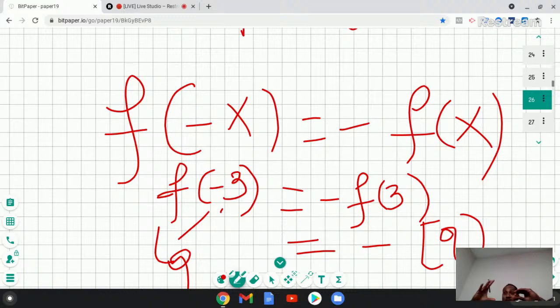It's saying that for any x value, f of negative x is negative f of x. So let's say f of 3 was 9. f of negative 3 would be the negative of 9, which is negative 9. Okay, so now let's look at this function and see what we have exactly.